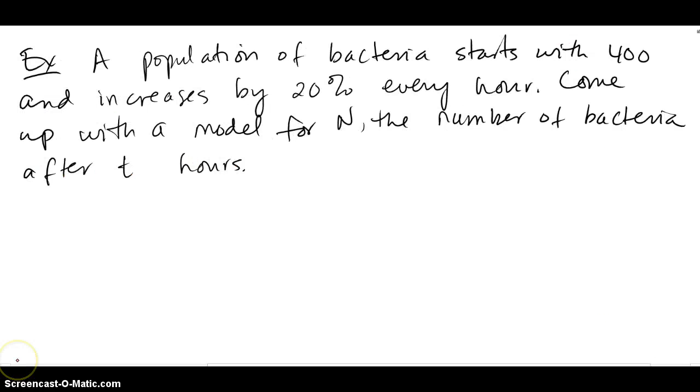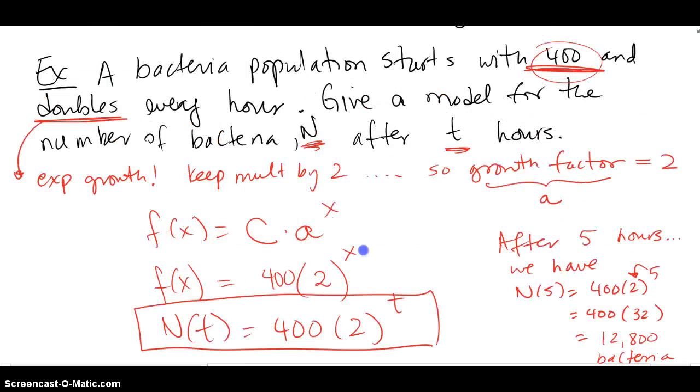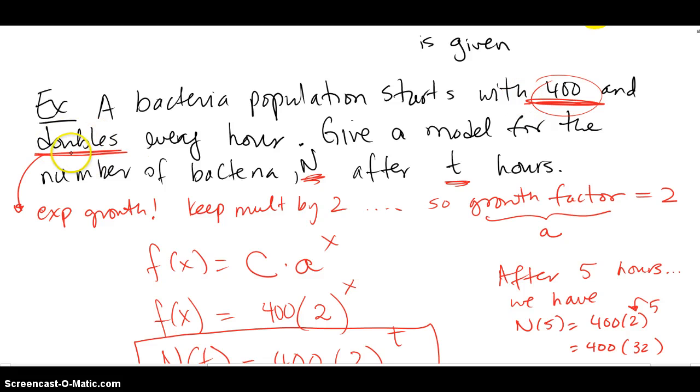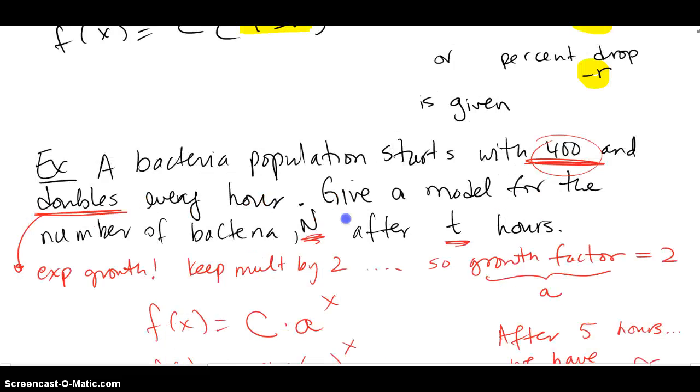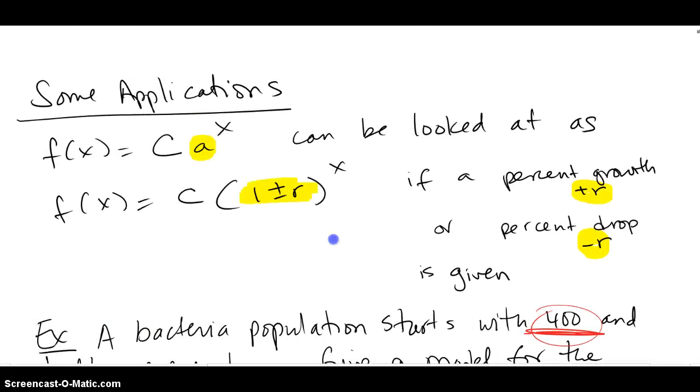Let's look at this example. A population of bacteria starts with 400 and increases by 20% every hour. Come up with a model for n, the number of bacteria after t hours. So this is a little bit different because before, they already told me the growth factor. They told me that it doubles. But in the current example, I have to look at the problem this way. There's actually a percent growth.